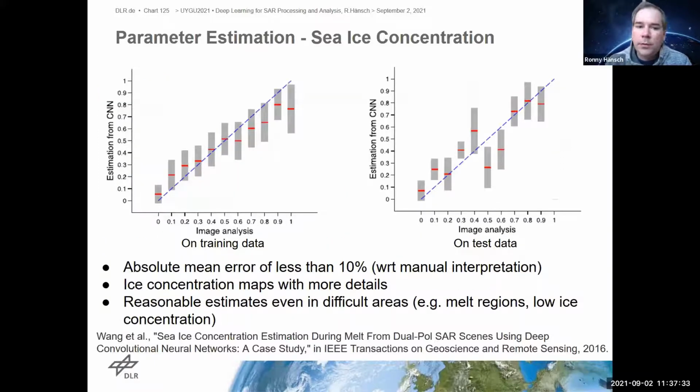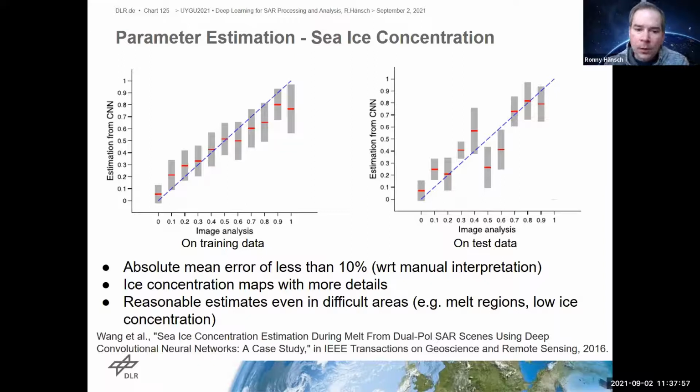And they showed that this actually works quite well. So this is the estimation of the sea ice over the training data, right? Here it's not surprising that the network is performing well, but even over the test area, it's performing quite well. Not as good, of course, as over the training area. It's usually the case for machine learning, but still good enough to be useful in practice.